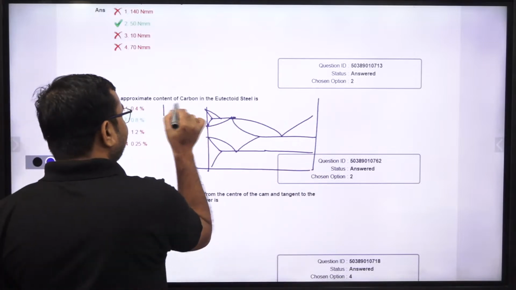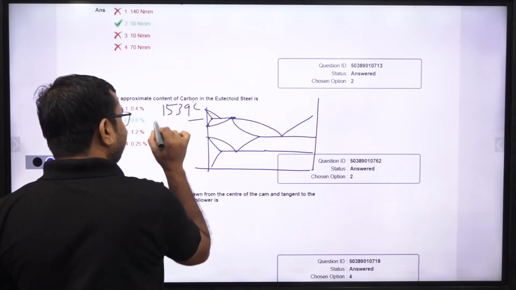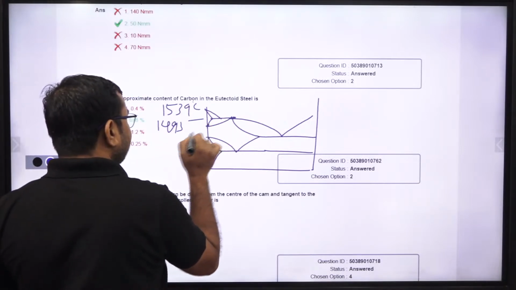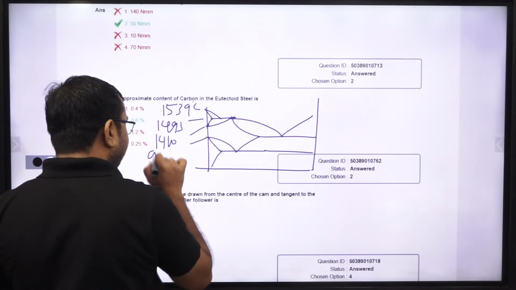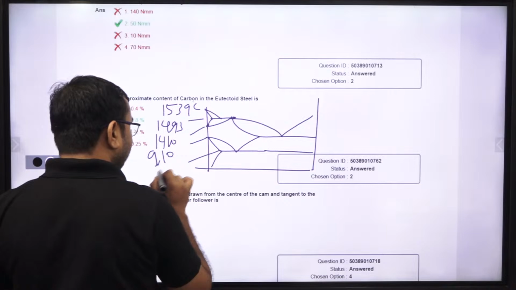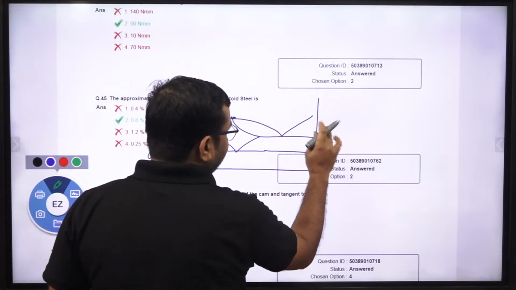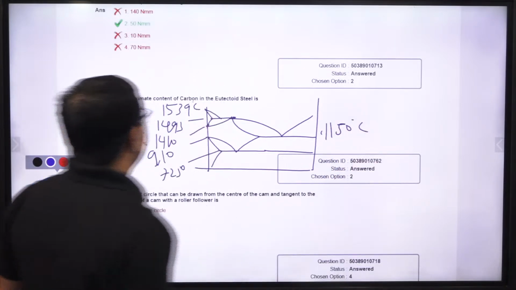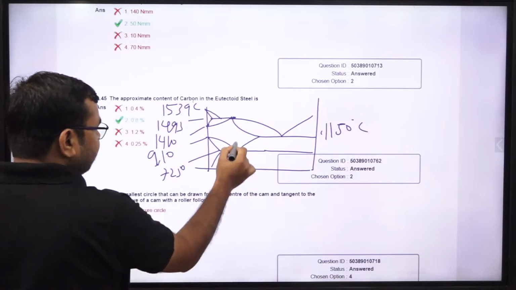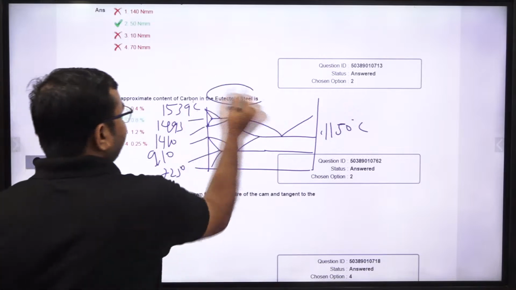If I talk about temperature, this is 1539 degree centigrade, and the corresponding temperature here will be 1493. Corresponding to this, here we have 1410, then 910, and here we have 725 degree centigrade, and here we have 1150 degree centigrade. Yes or no? Correct. So obviously this is called the eutectic point. Sorry, eutectoid point. Yes, you need the eutectoid point.